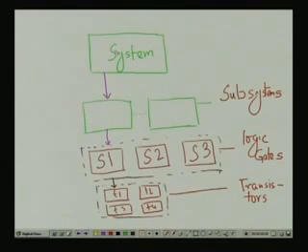So, we are coming from the top, the system is given, and then how we can realize the system, how we can implement that thing. So, this is called the top down approach.